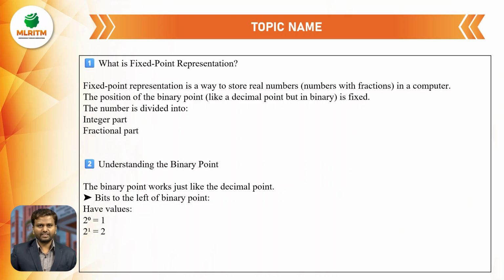If it is 26.5, after the point the 5 is a fixed value. It will not change. The number is mainly divided into two parts: the integer part and the fractional part.